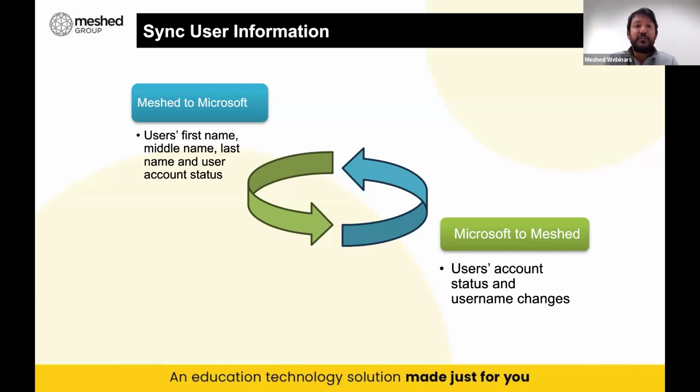So you can choose to use this feature for synchronizing the user information. I saw a query from Vishnu. You asked, can you enable one-way synchronization? Yes, you can. If you only want the information from Mesh to go to Microsoft as an update, you only turn on that rule. If you want the update from Microsoft to come back to Mesh, you can turn on that rule. So there are two separate rules. You can choose to use any one of them based on your requirement.